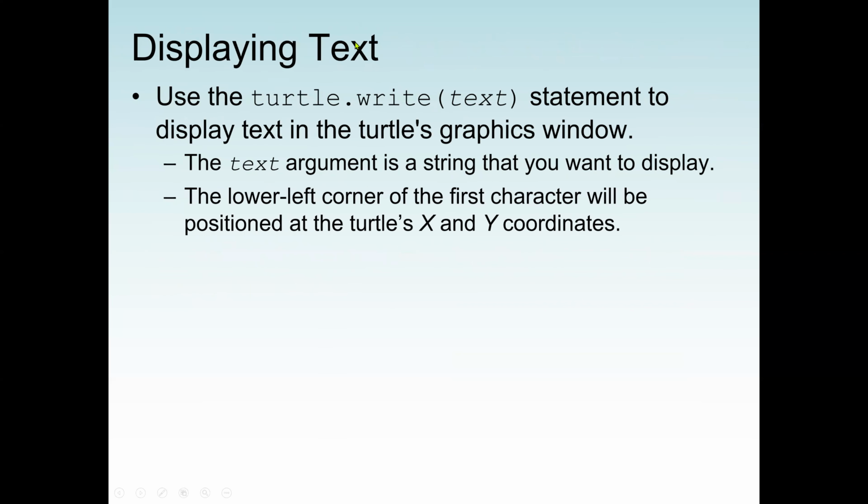We can also display text, for which we use the method named write, with whatever text as the argument. So here we say turtle.write with the text, the statement to display the text in the turtle graphics window. Again, the text argument will be a string that you want to display. The lower left corner of the first character will be positioned at the turtle's X and Y coordinate.